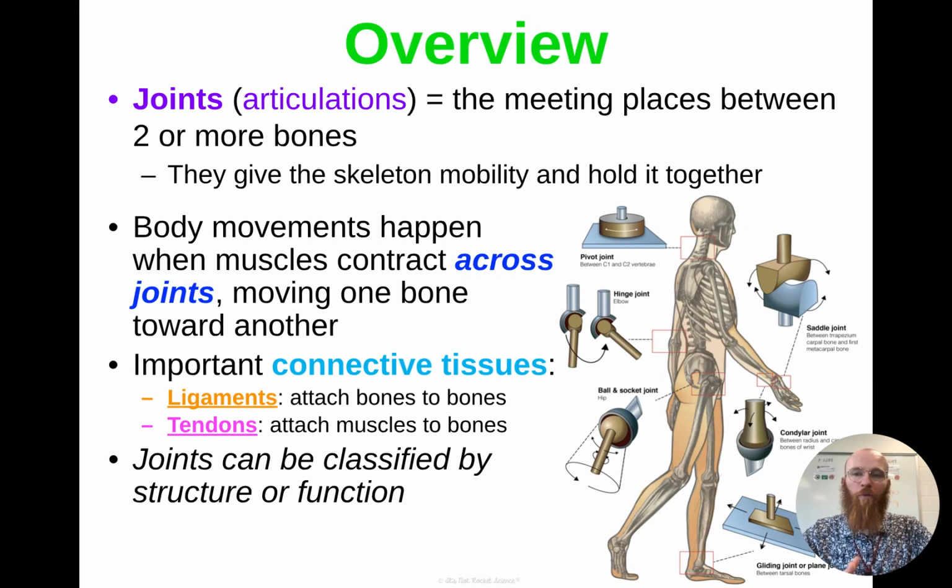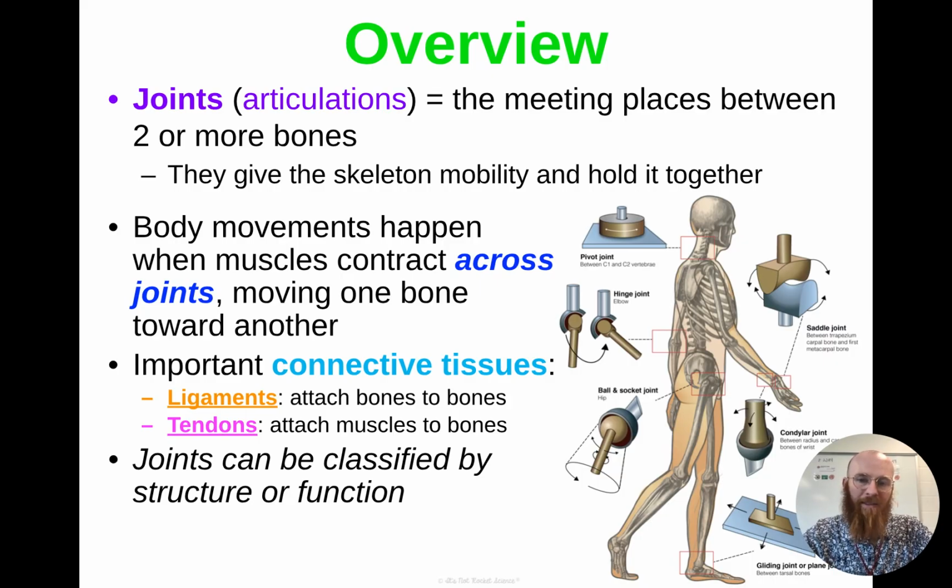Now, really quick overview. So we have these joints or articulations, and whenever we refer to a joint, this is referring to where two or more bones come together or meet. Okay, so where two bones come together, that is called a joint. And these joints are what ultimately give your skeleton mobility, and they help to hold it all together. Okay, because remember, you're made up of 206 bones. Those bones and their meeting points at joints are what provide for mobility and for structure, holding everything together.